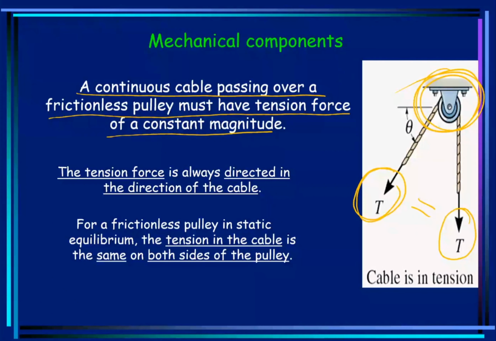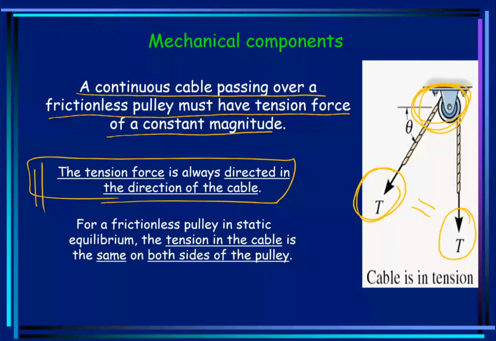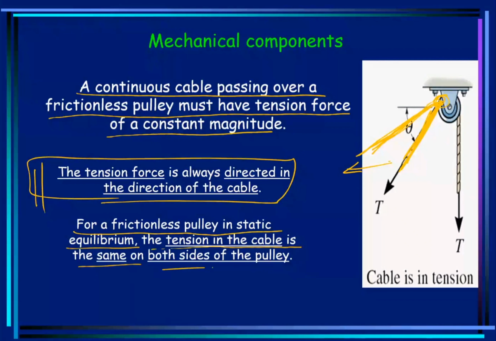So remember that. The tension force is always directed in the direction of the cable. Okay, so remember, it's common sense. If I've got this cable, and I apply a force in this direction, the new position of the cable would be this. That's common sense because it's pivoted on the other end. For a frictionless pulley in static equilibrium, the tension in the cable is the same on both sides of the pulley.